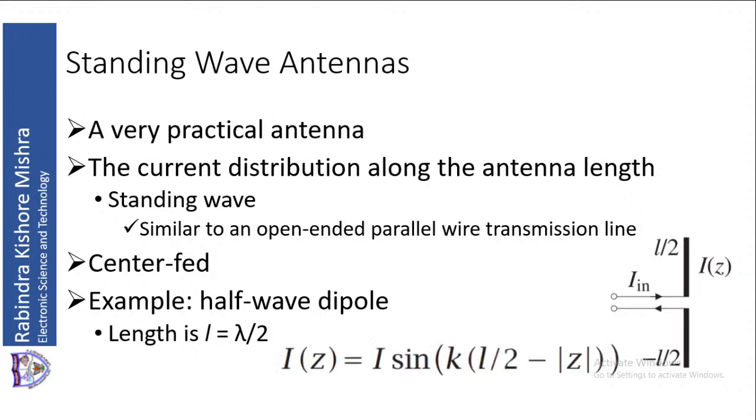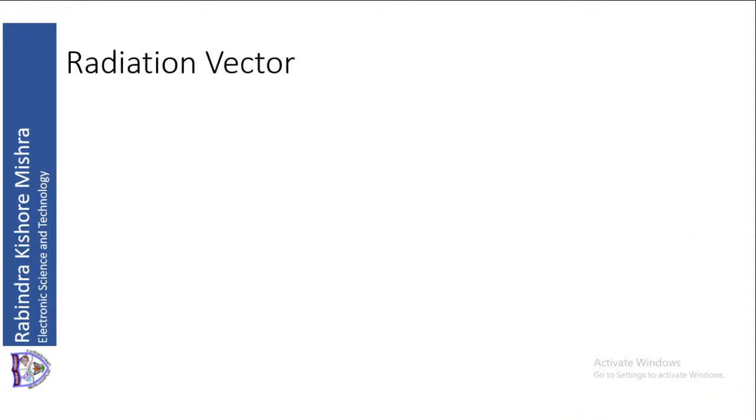So L by 2 will be lambda by 4, and I(z) will be of the form I sin k(L/2 minus absolute z). This we have discussed in the beginning. The current distribution on a standing wave antenna will be of this form: I(z) is equal to I, the peak current, then sinusoidal variation, k(L/2 minus z), where k is equal to 2 pi by lambda.